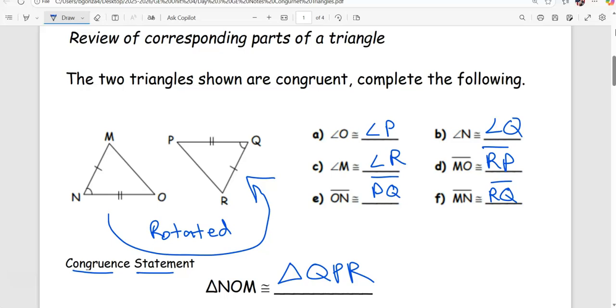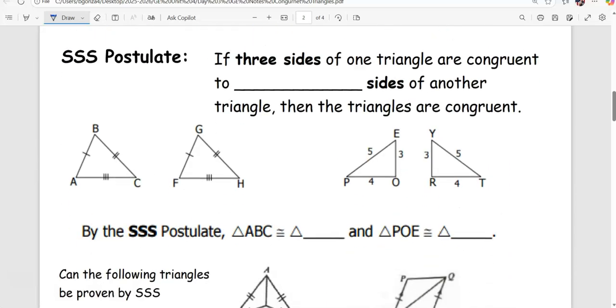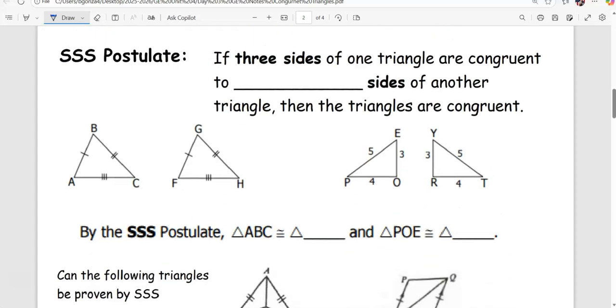Yes. Is there any way you can wait till after the notes? If you can, it's because this is brand new. Okay, SSS. I'll try to make it fast, all right?